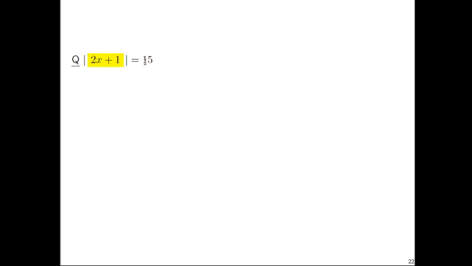Okay, let's take a look at absolute value of 2x plus 1 equals 15. So by using u equals 2x plus 1, sorry if the colors are getting in the way here, but everything highlighted in yellow is equal in value. So u we're using to equal 2x plus 1, so those should be equal in value. We're going to get absolute value of u is equal to 15.